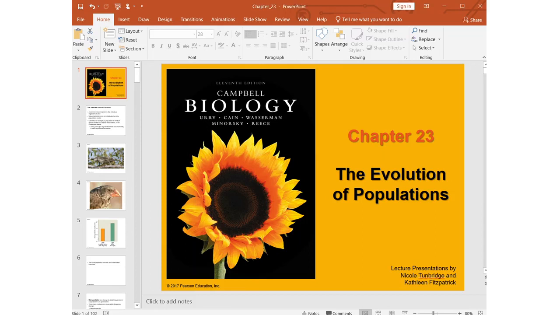In this chapter, we're going to talk a little bit more about the subject of evolution. More specifically, we're going to talk about the evolution of populations and what happens in populations when the prevalence of certain genes changes. And we're going to look at a lot of examples as well from different areas of the world and different populations.